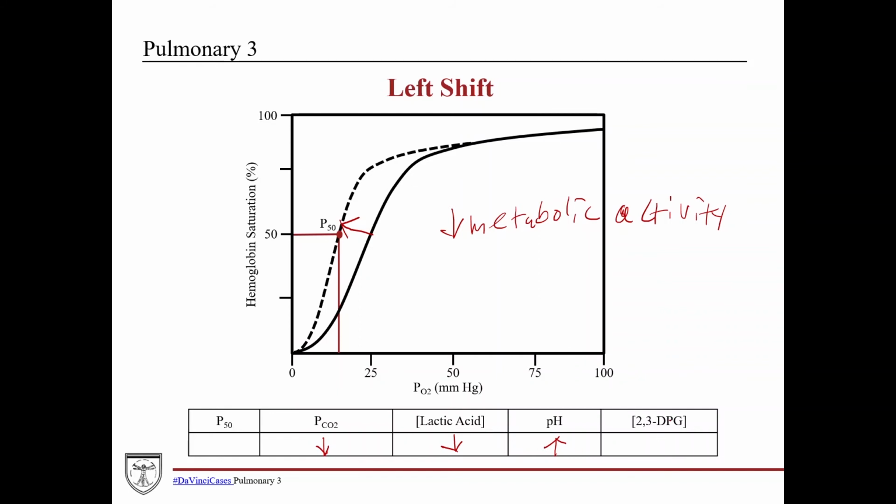And then in situations where you have more abundant oxygen or lower metabolic activity, red blood cells aren't going to produce as much 2,3-DPG. So that'll be decreased compared to relatively normal conditions. And again, here we said the P50 was decreased. So this is what happens in a left shift.